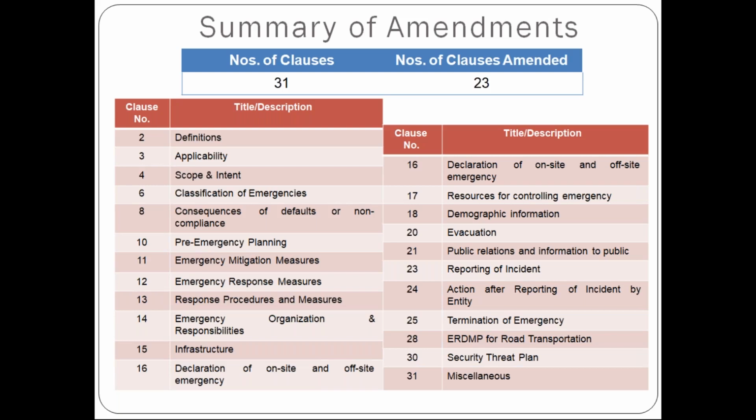If an incident happens, which is the starting point of emergency, then there are reporting guidelines. Once the incident is reported, then what actions they are supposed to take, and how to terminate, what is the process for termination of emergency. These are the specific scenarios. If there is a road transportation case, then how to deal with that. These are the specific protocols normally followed for road transportation. Then the security threat plan is also a part of this emergency planning process, and there are some miscellaneous requirements.